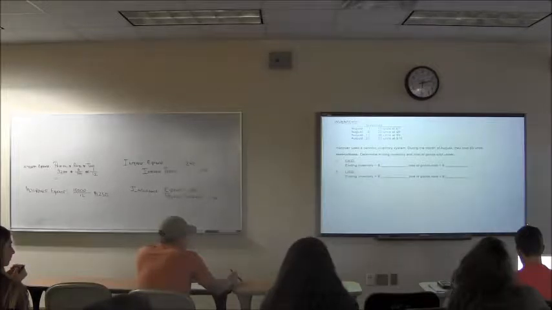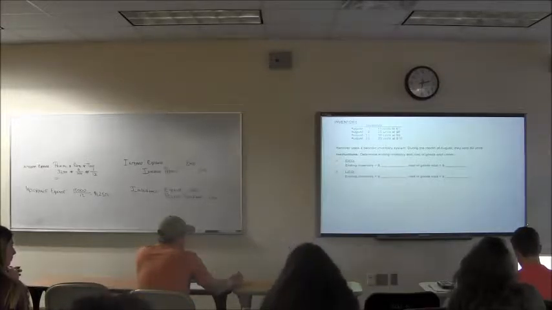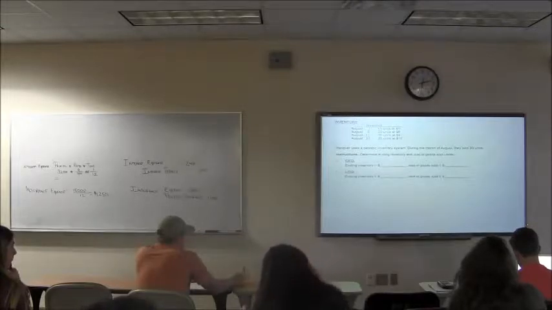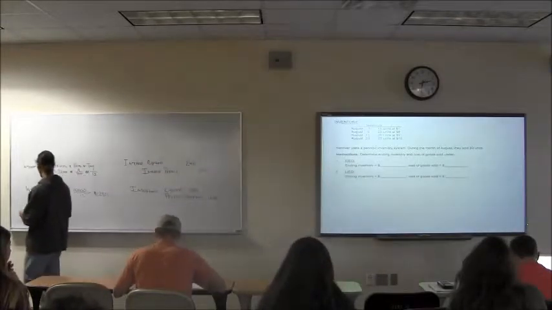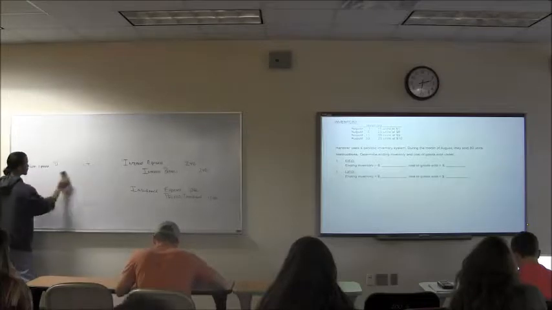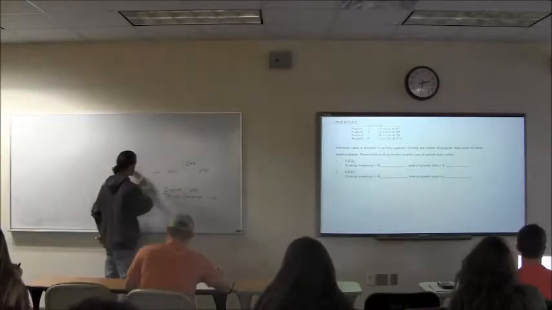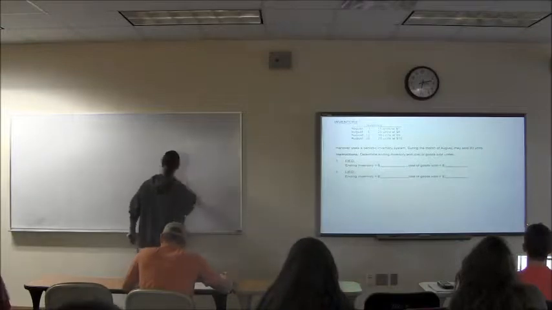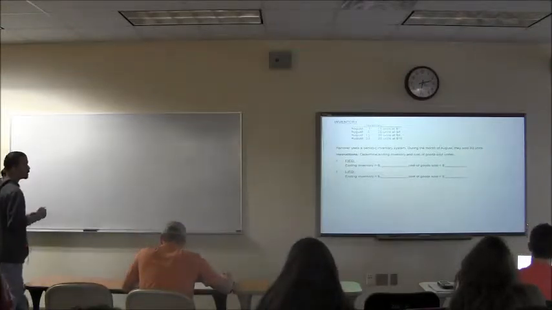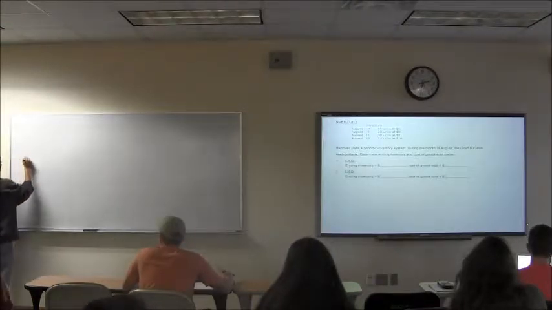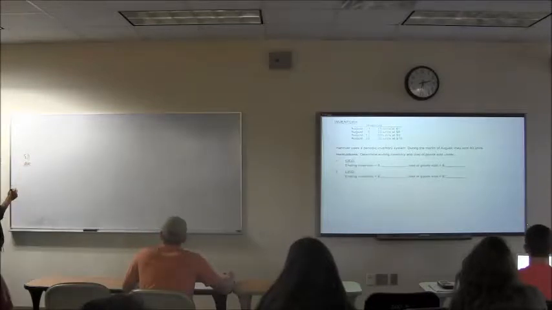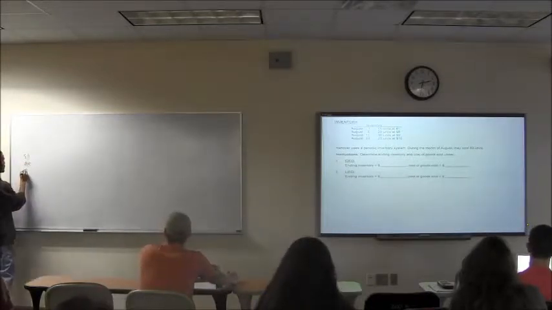So, inventory. Hanover uses a periodic inventory system. During the month of August, they sold 80 units. Determine the ending inventory and the cost of goods sold under FIFO and LIFO. Everybody have this written down, calculated out? I'm going to list out that inventory. So we've got August 1st, August 5th, 11th and 23rd.